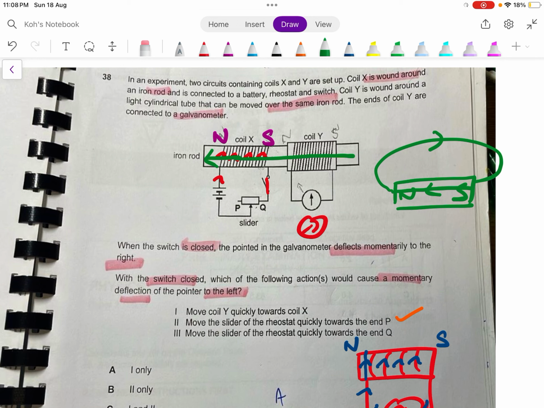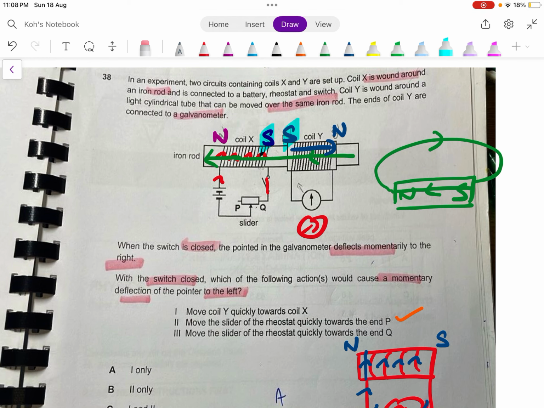Okay, for coil Y, since it experienced a sudden increase in the B field in the leftward direction, it will want to induce its own B field to oppose the change, right? So of course, coil Y will want to induce a B field towards the right hand side. Means that this must be north pole, this must be south pole. So you can see south and south is like that.